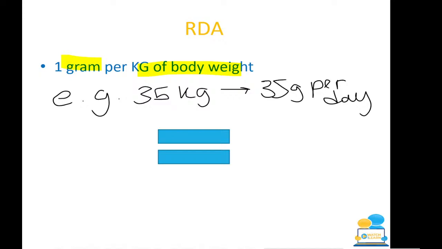So say, for example, if you have someone that's 35 kilograms, they are going to need 35 grams of protein per day. Another little thing to take note of is that 1 gram of protein is actually equal to 4 kilocalories or 17 kilojoules.